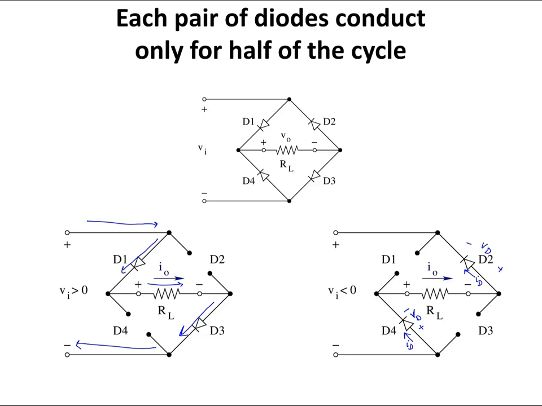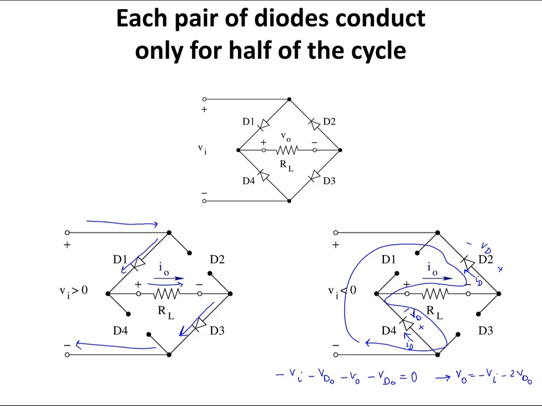So I'm going to write KVL here, and that is my loop. From there, negative Vi minus VD0 minus Vout minus VD0. I finished the loop. It's equal to 0. From there, Vout is equal to negative Vi minus 2 times VD0.